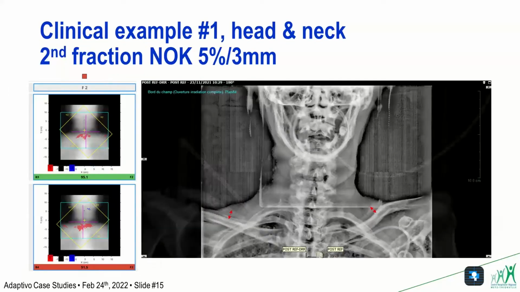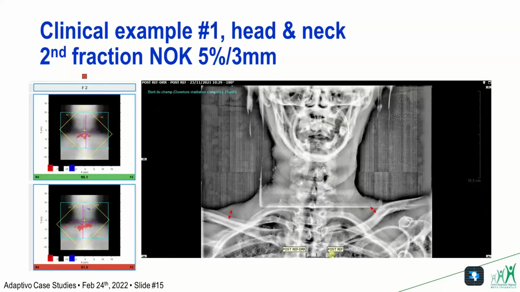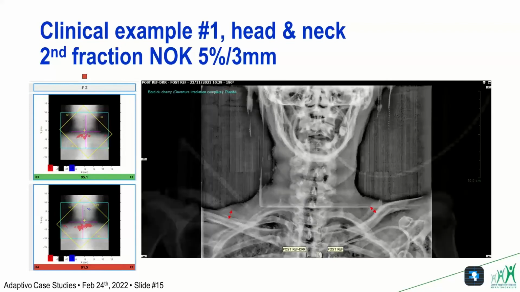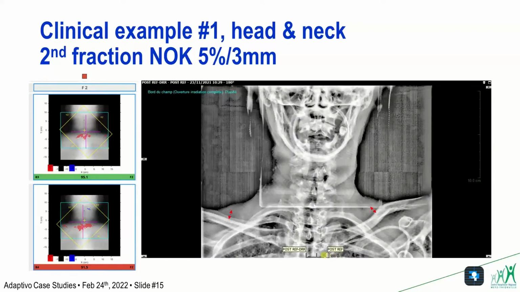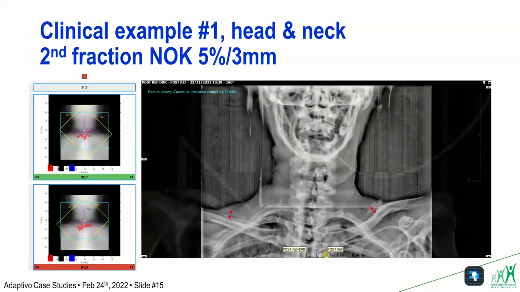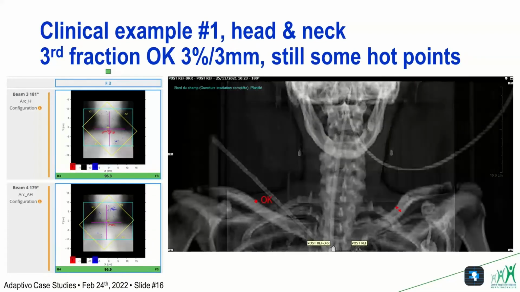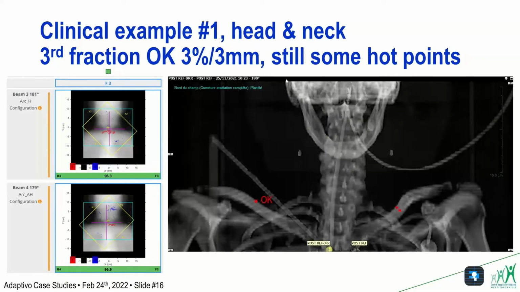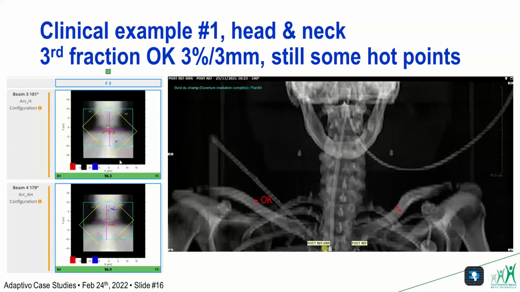It was not okay, so we programmed a second acquisition at the second fraction, and still it was not okay because of the clavicle positioning. Then we tried to work on that and correct the position in the treatment at the third fraction. So here you can see that the clavicle positioning is better and the gamma index was correct, more than 95%.